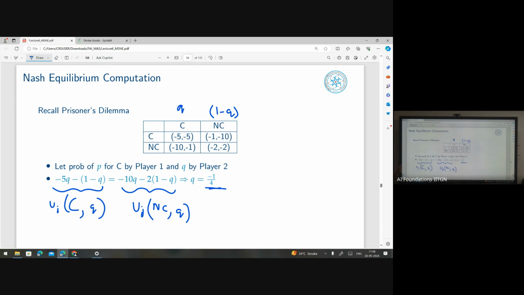So to ensure that player 1 randomizes, player 2 must play C with probability minus 1 by 4. Can it do that? So what has gone wrong here? Intuitively, what has gone wrong in this argument?